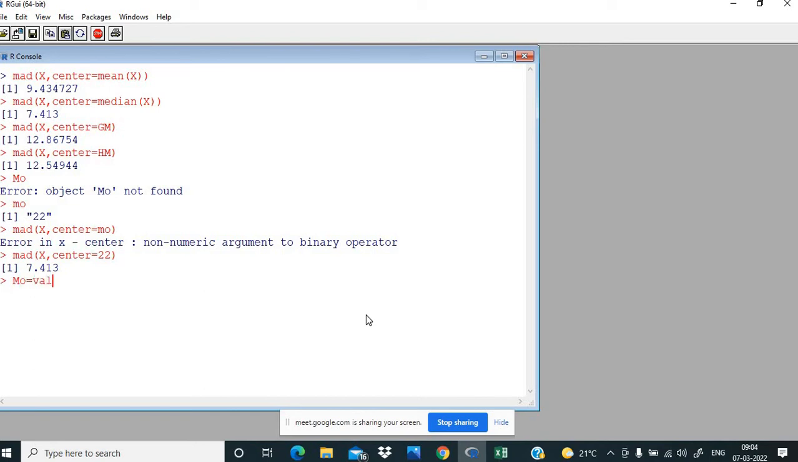Let me check whether it works. Value, small m, small o. I hope it works. Let me check out. No, value does not work. That means there is no way known to me to convert a character into a value. Will there be any? No way known to me.